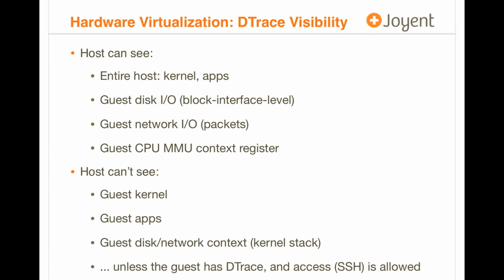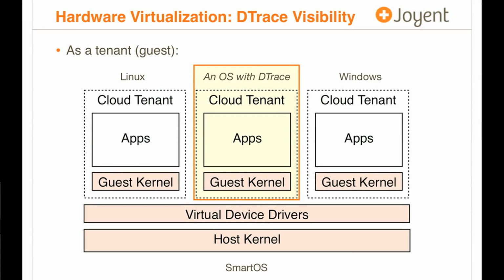you're running hardware virtualization. Unless the guest happens to have DTrace, the guest could be running DTrace, depending on the operating system, and you'd have to SSH onto the guest to be able to run it, or use some other API. If the tenant guest did have DTrace, you'd be able to see yourself. But you couldn't actually see the bare metal, what you're actually running on. The device is managed by the host kernel. So the guest could see the guest kernel, the apps, provided DTrace is available, but you can't see everything else.